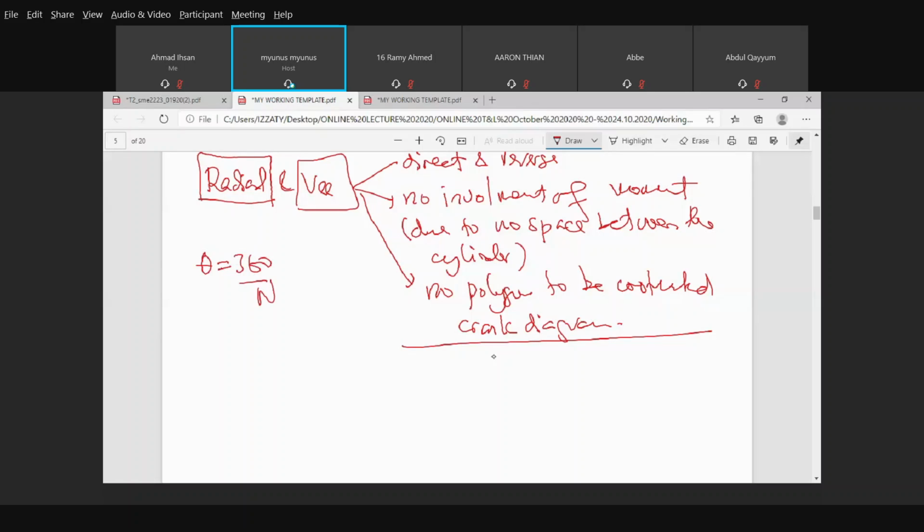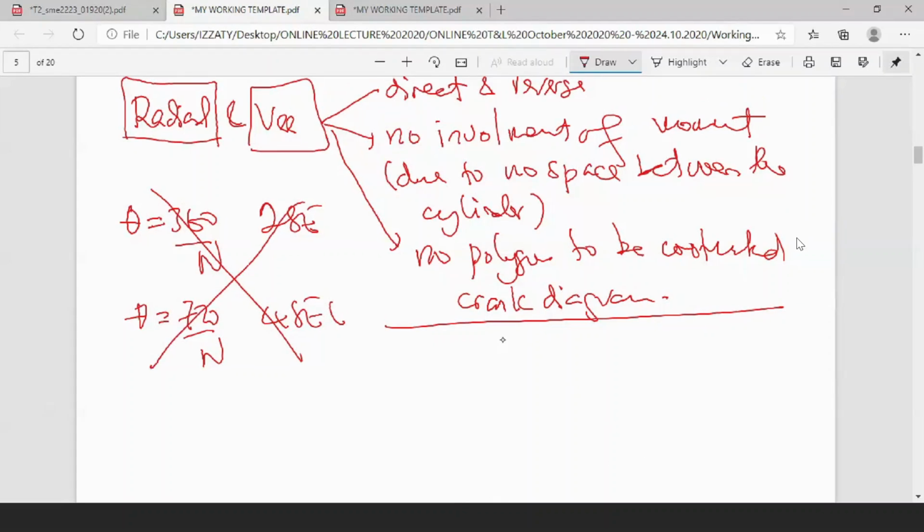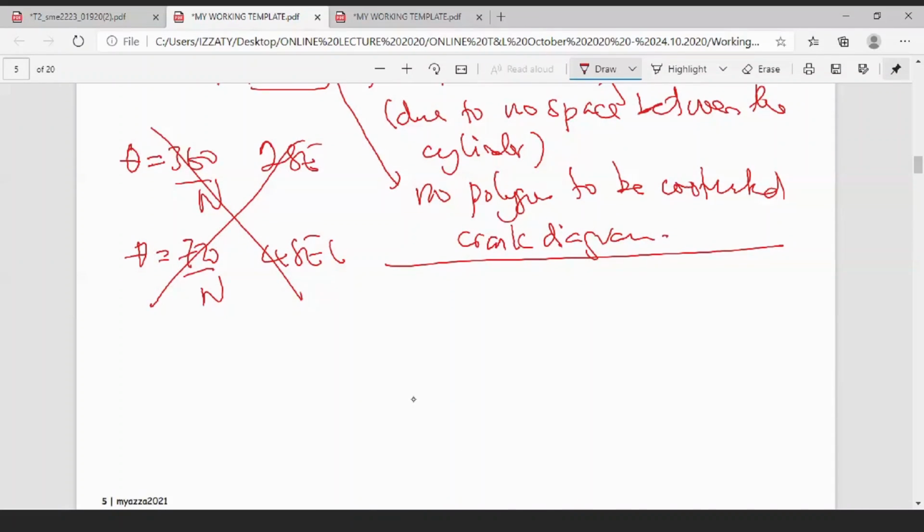360 by n for the two-stroke engine, and also theta equal to 720 by n for the four-stroke engine. Now it's no longer valid. This one cannot be used. The reason is that the position of the crank is not divided by the stroke.